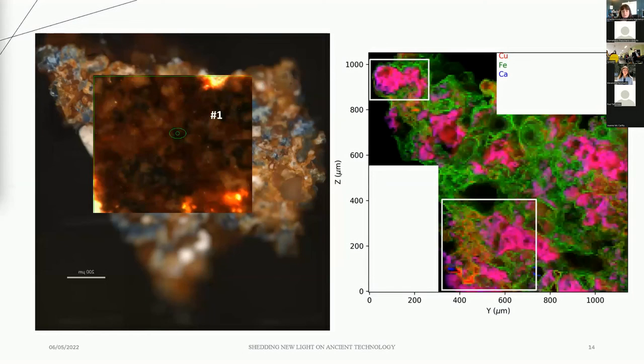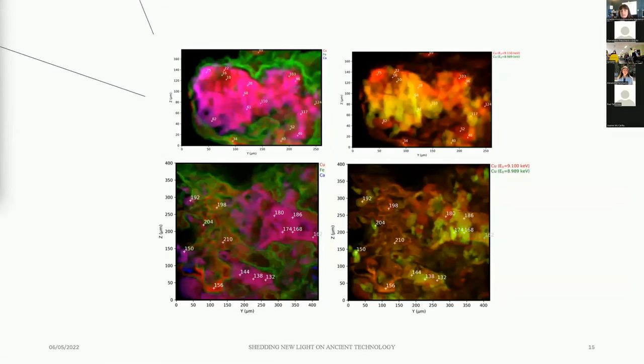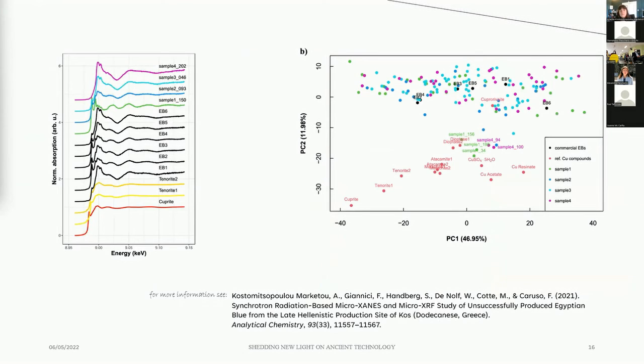From each one of the 4 samples, we retrieved the elemental micro-XRF map for copper, iron, and calcium. And based on these maps, we selected the spots. As you can see, these numbers are each for 1 spectrum for the XANES spectrum. We also analyzed the standard copper compounds and commercially available Egyptian blue samples.